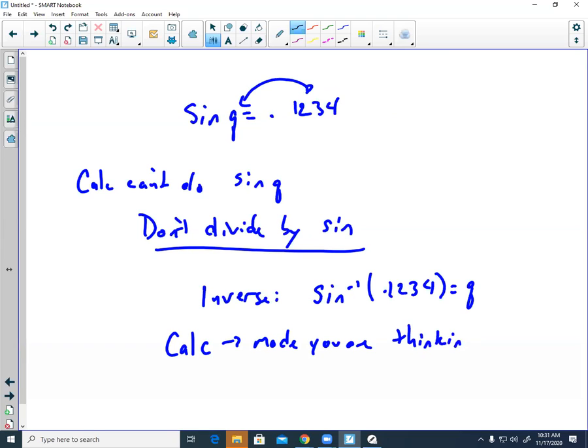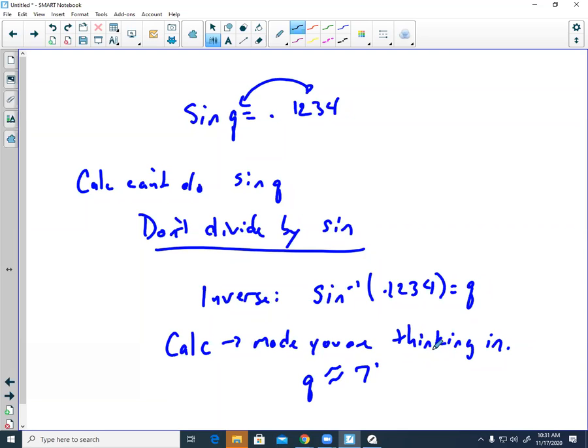So your calculator has to be in whatever mode you're thinking in. If you're solving for degrees, your calculator has to be in degrees. If you're solving for radians, your calculator has to be in radians. So whatever mode you are thinking in, your calculator has to be thinking in. So in this case, if I asked you for the number of degrees, q would be around 7 degrees. If you solve this in your calculator, q would be about 7 degrees.